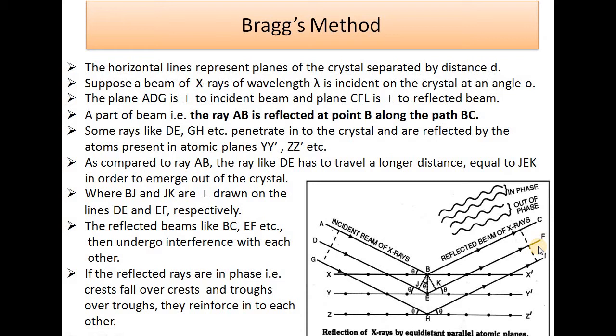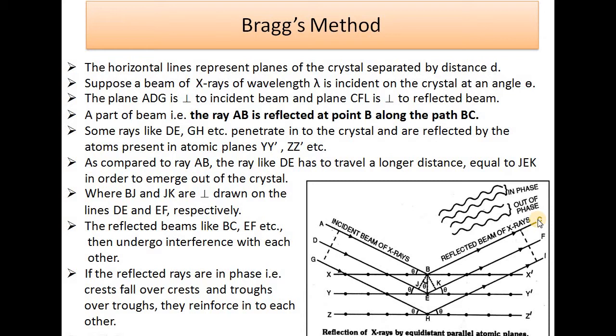Now consider ray AB, a part of this complete beam. The ray AB is reflected at point B along the path BC. Now the angle of incidence will be equal to the angle of reflection, so this angle will also be equal to theta. So ray AB is reflected at point B along the path BC.